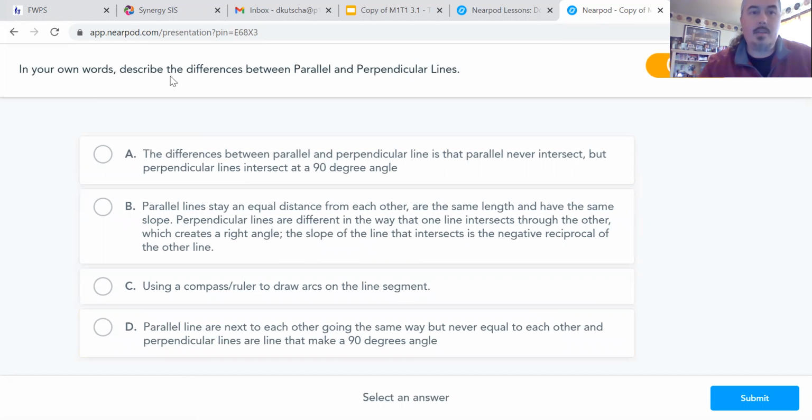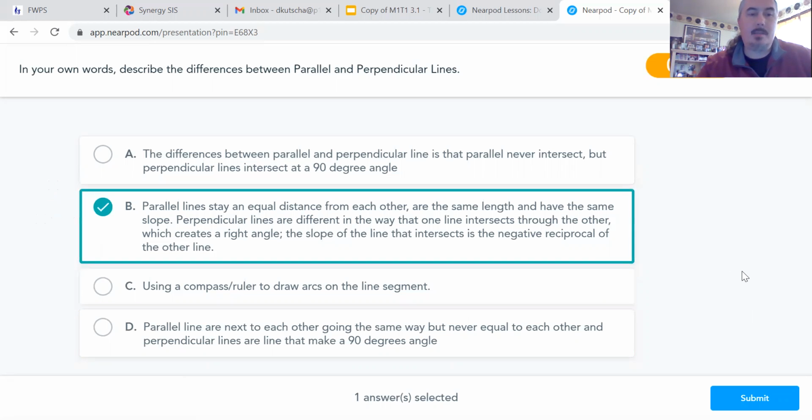So in this one, in your own words, describe the difference between parallel and perpendicular lines. There's some key words I'm looking for. So take a look at this. See which one you're going to choose. Write it down. Okay, if you're done pausing the video, it's going to be this one here, B. A actually has some things I want to see. The difference between parallel and perpendicular lines is that parallel never intersects, but perpendicular lines intersect at a 90-degree angle.